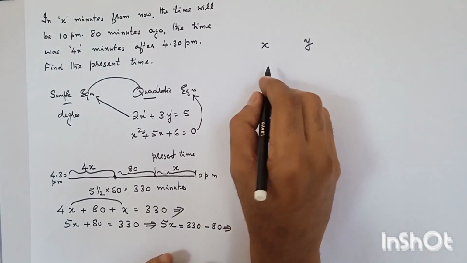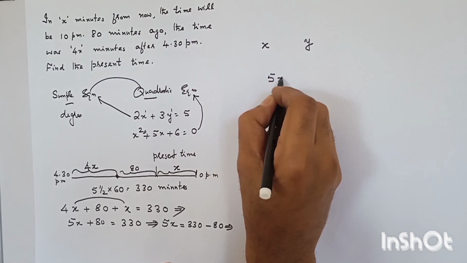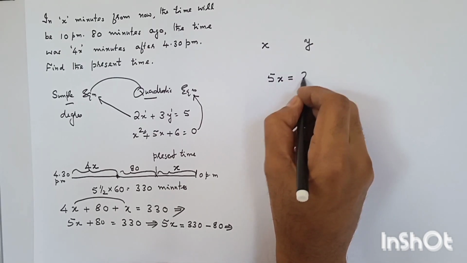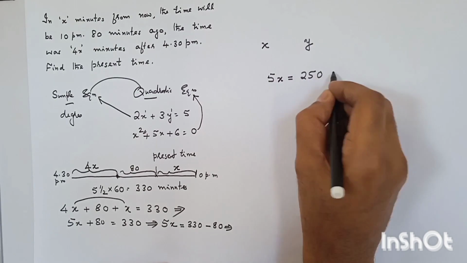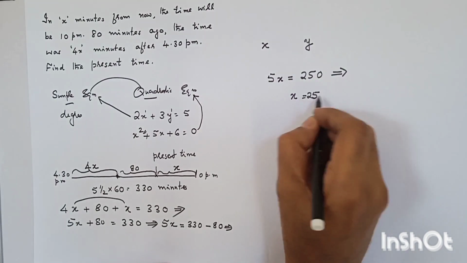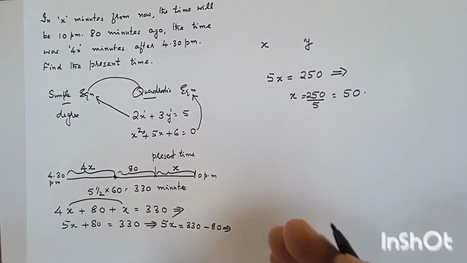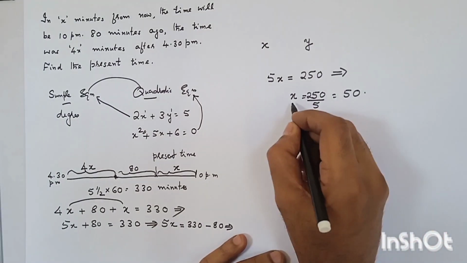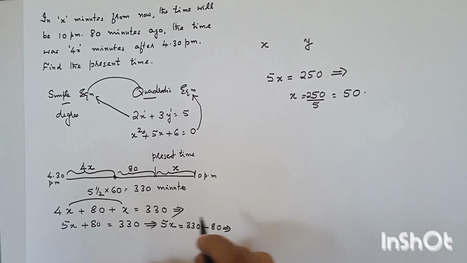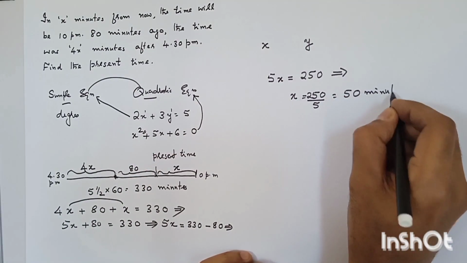Okay, let me write it somewhere here. It will be clearly visible to you. 5x. On the right side, what do you have? 330 minus 80, 250. So x is equal to 250 by 5 equal to 50. 50 what? Because x is assumed to be the minutes from the present time till 10 p.m. So we will be getting 50 minutes.